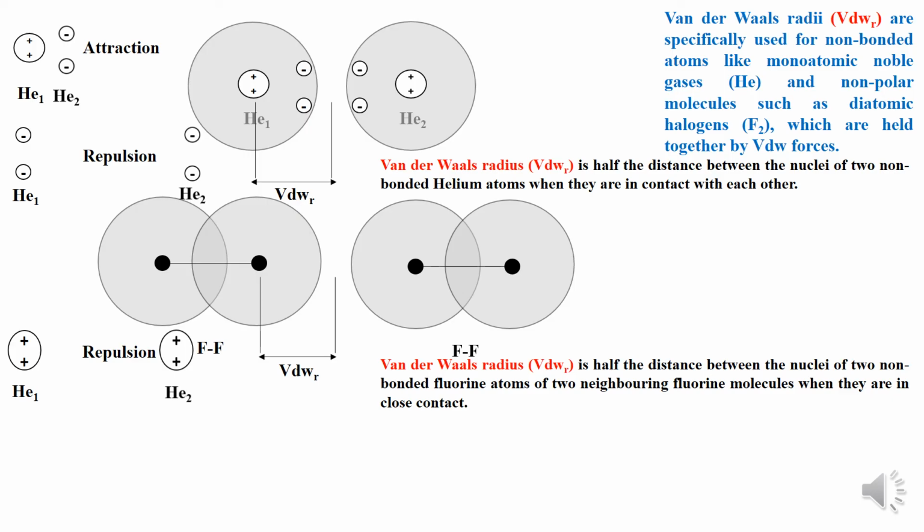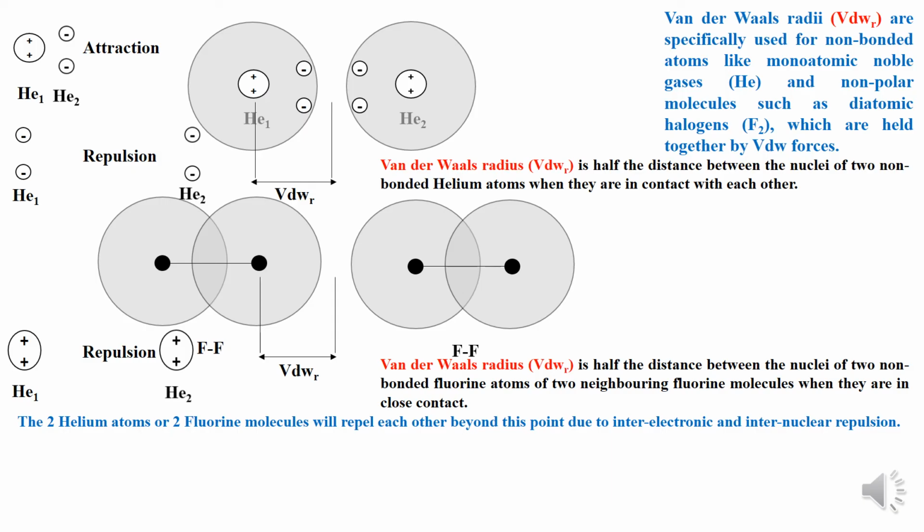Now remember, in case of van der Waals radii, you are measuring half the distance between the nuclei of 2 non-bonded atoms. So there is no bond between the 2 helium atoms or the 2 fluorine molecules. There is absolutely no bond between them. So the 2 helium atoms or 2 fluorine molecules will repel each other beyond this point.